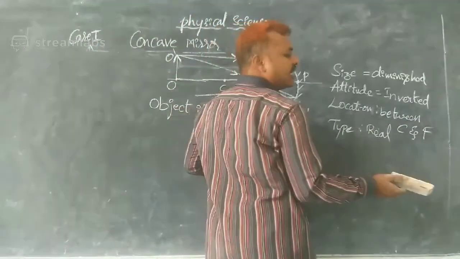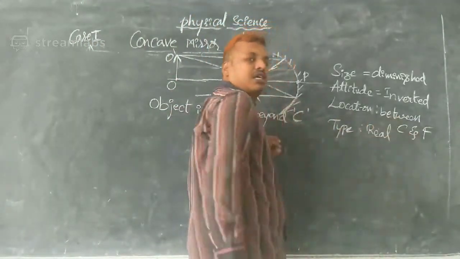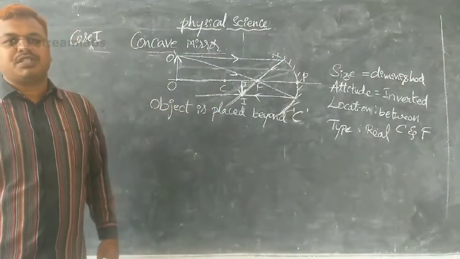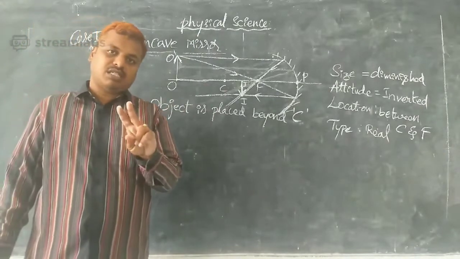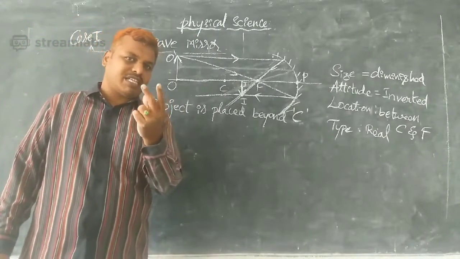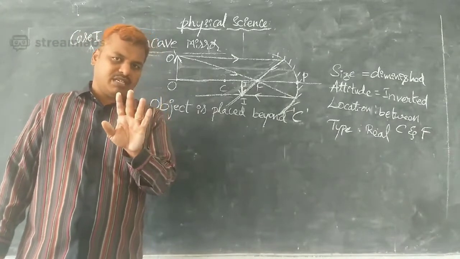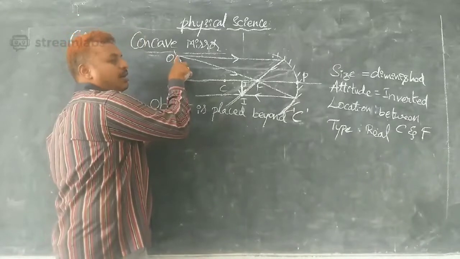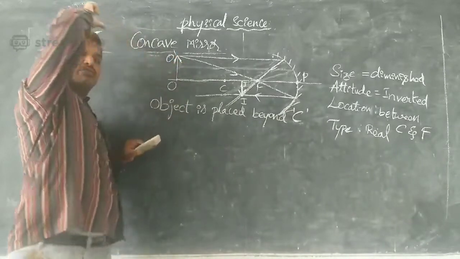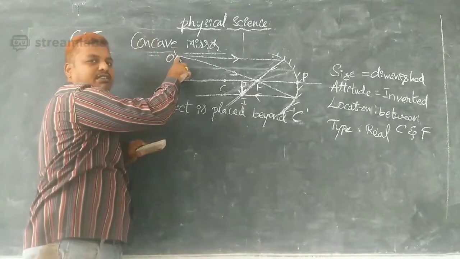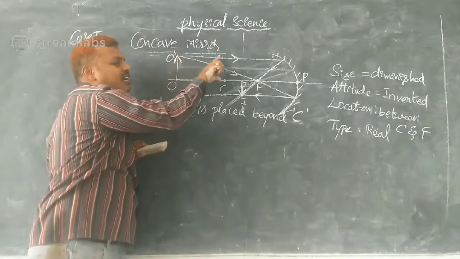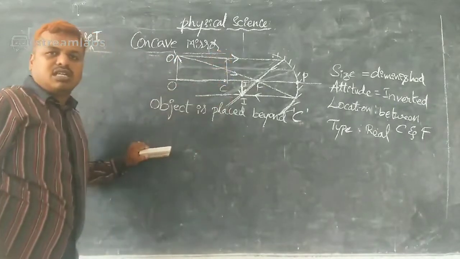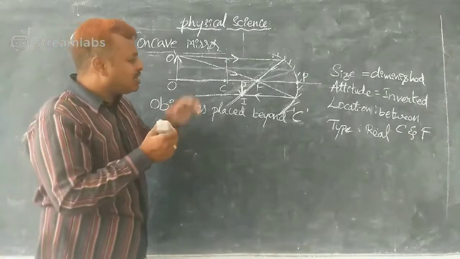Type of image is this real image. Location of the image is between center of curvature and focus. You understand this? Okay. These two diagrams I explained to you. One more diagram I will explain to you. So please bear with me. Right? Now what I will do, I brought this object from infinity to beyond center of curvature. Now a little more front I will take it and place it on the center of curvature. Now I will place the object on the center of curvature.